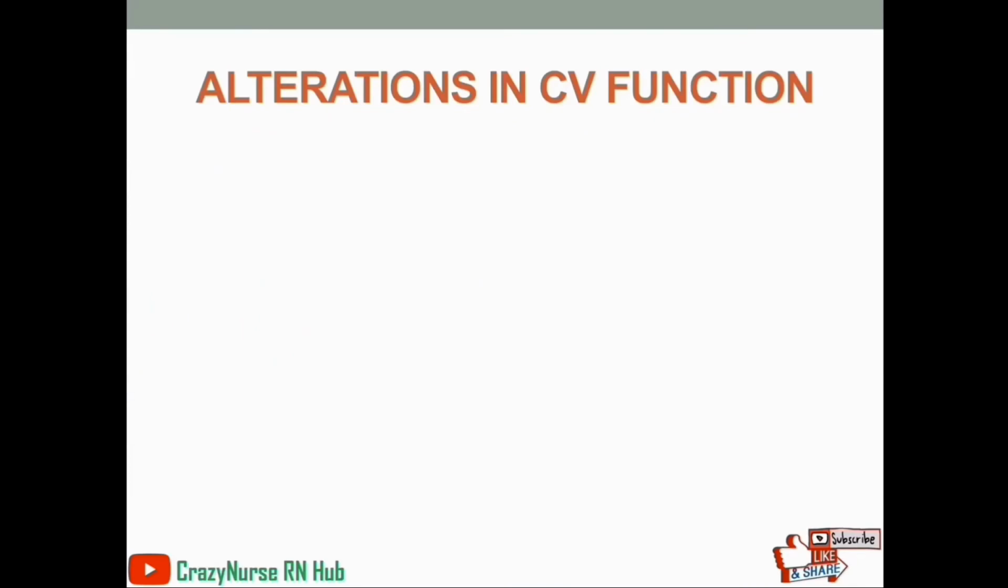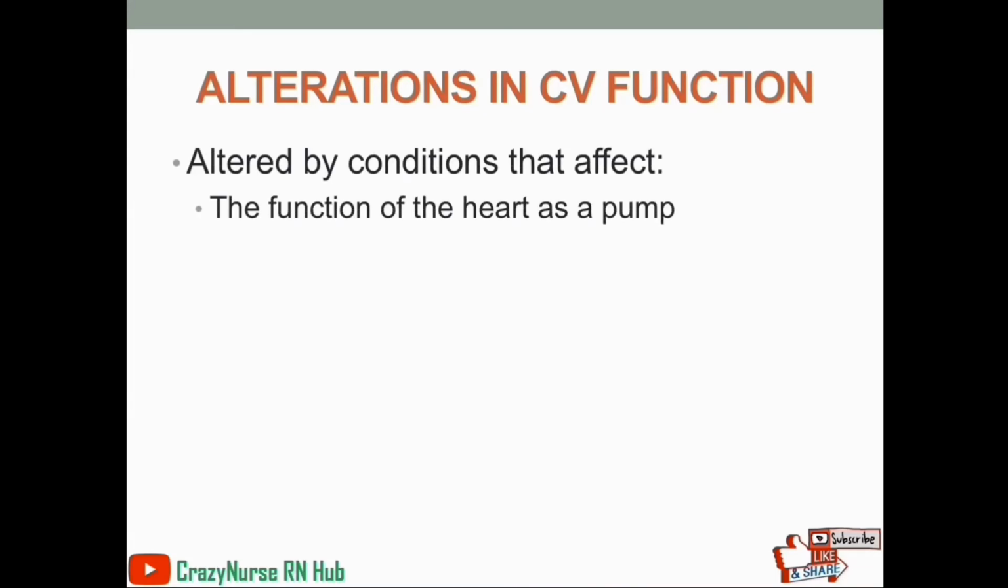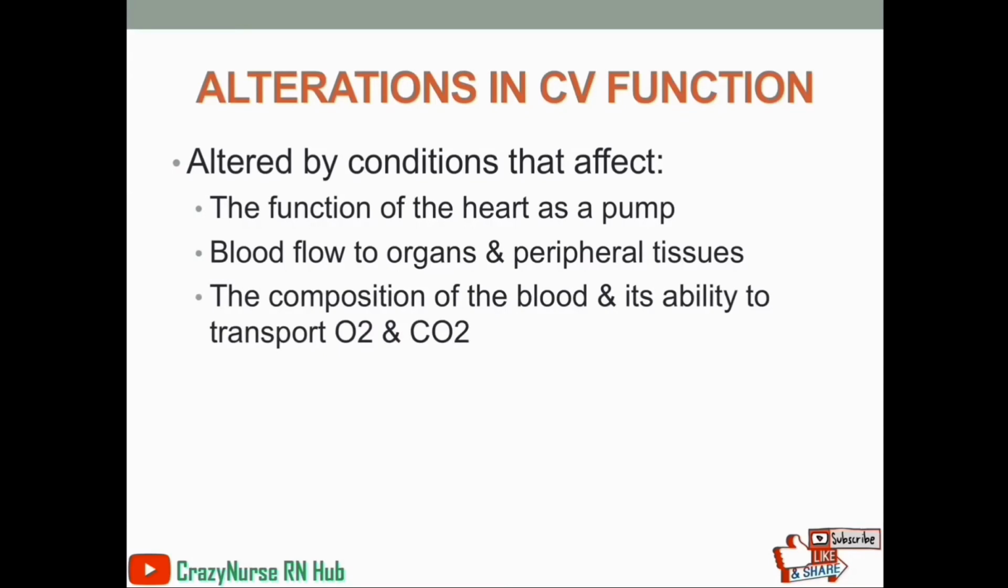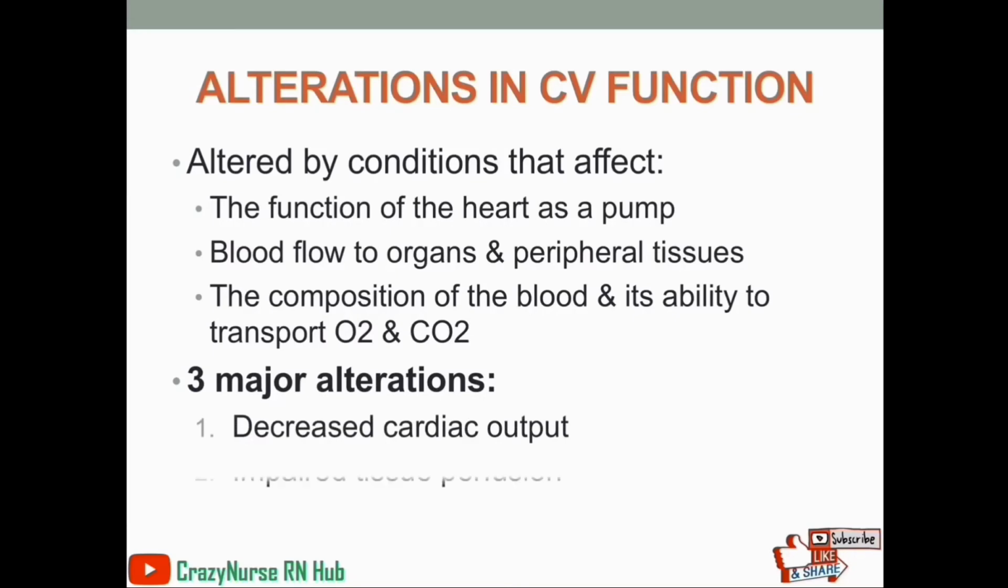Now let's have the alteration in cardiovascular function. Cardiovascular function can be altered by conditions that affect the function of the heart as a pump, blood flow to organs and peripheral tissues, and the composition of the blood and its ability to transport oxygen and carbon dioxide. There are also major alterations in cardiovascular functions. They are decreased cardiac output, impaired tissue perfusion, and blood alterations.